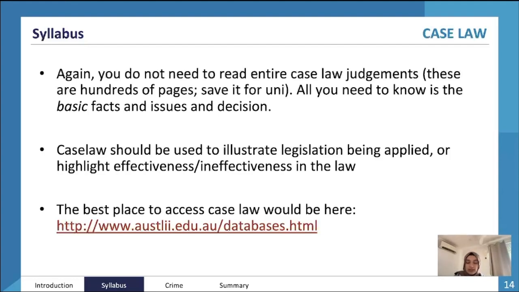I was just mentioning it a little bit earlier, but OSLI is a really great place to access different cases. Again, when you click on the cases, it will be hundreds of pages of notes. You don't need to read all of that. Just get the main 3 things, which is the facts, issues, and a decision.